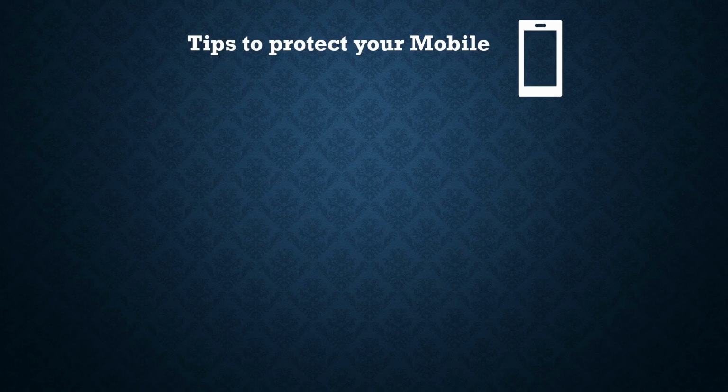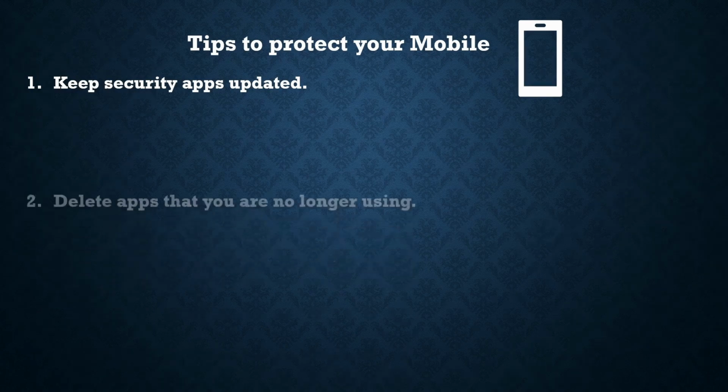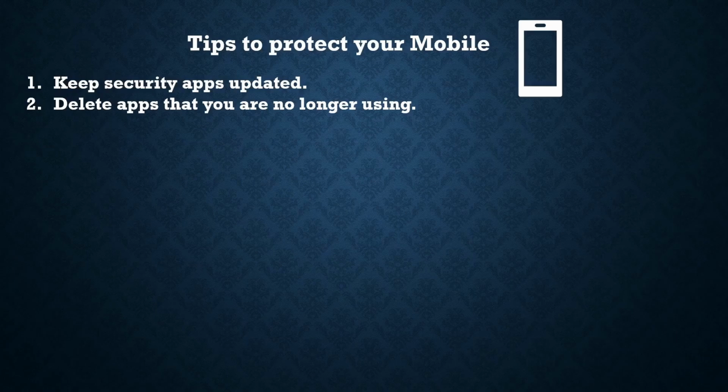So, tips to protect your mobile. The first tip is keep security apps updated. A very important tip. Just make sure that your security apps are updated. Let's see the next tip, that is delete apps that you are no longer using. For example, if you are not using Sony Live app or if you are not using Vote app, you guys can happily uninstall or delete these apps.